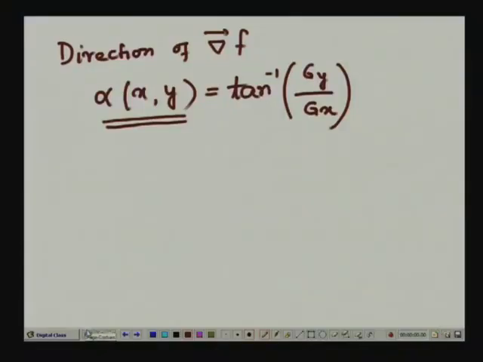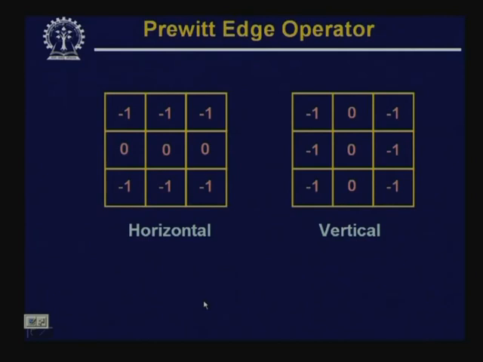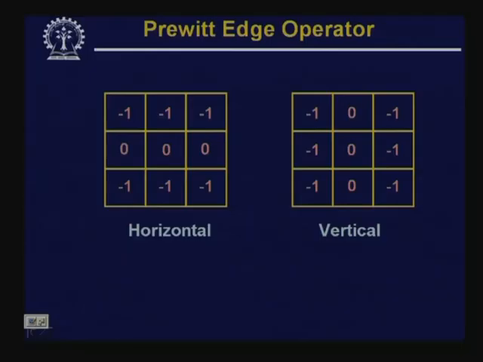Okay. So, we have the first derivative operators, the gradient operators, and using the gradient operators we can find out the strength of an edge at a particular location (x,y) in the image, and we can also find out the direction of the edge at that particular location. There are various ways in which these first derivative operators can be implemented, and here we will show some masks which can be used to compute the image gradient. The first one that we are showing is called the Prewitt edge operator. In the case of the Prewitt edge operator, we have two masks. One mask identifies the horizontal edges and the other mask identifies the vertical edges.